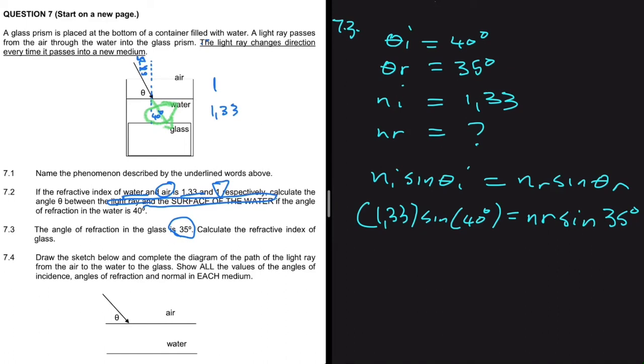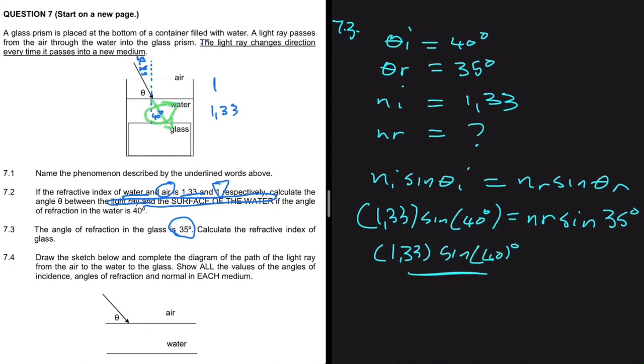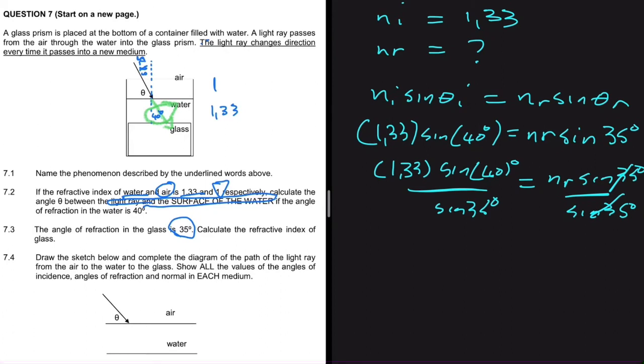So now we're going to say 1.33 multiplied by sine of 40 degrees divided by sine of 35 degrees is equal to nR multiplied by sine of 35 degrees divided by sine of 35 degrees. We're solving for nR, right? And if you put this in your calculator, you're going to get 1.49 equals nR. So the refractive index of glass is 1.49.